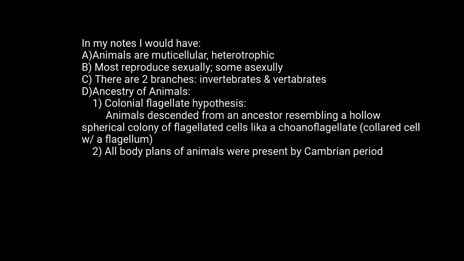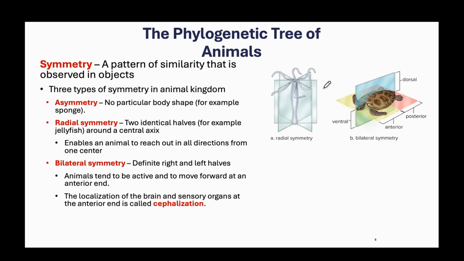If we look at the symmetry of different animals, there are basically three types of symmetry in the animal kingdom. The first that we need to note is asymmetry, where there is no particular body shape, for example, a sponge. Then the next is radial symmetry, for example, a jellyfish right here. It has this central axis around it, so no matter which direction you cut it, each side is going to mirror the others.